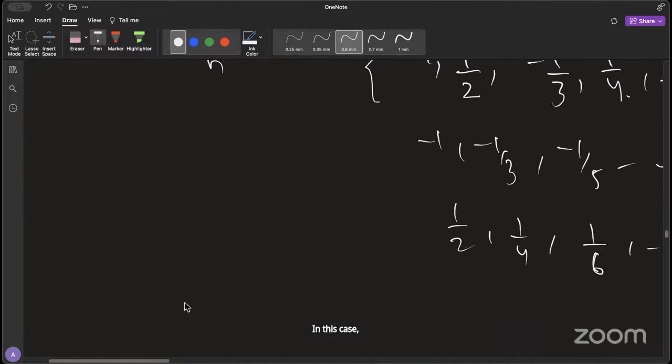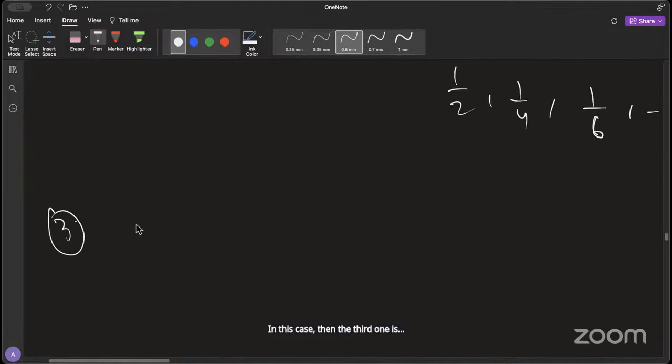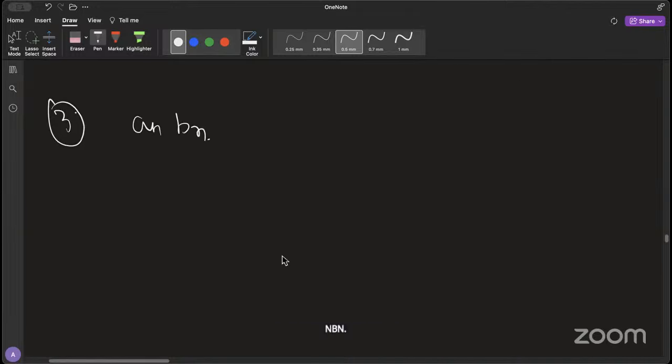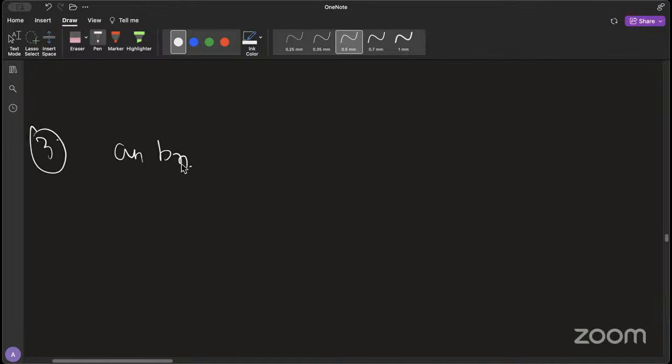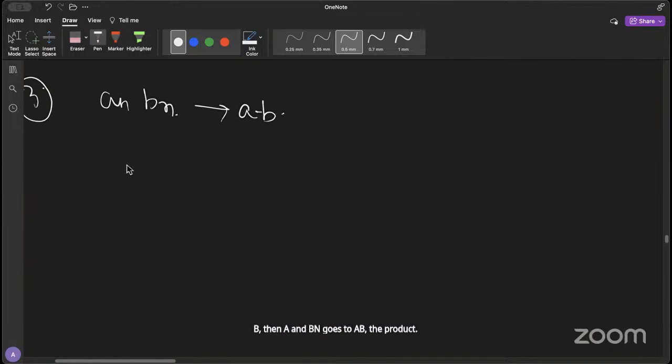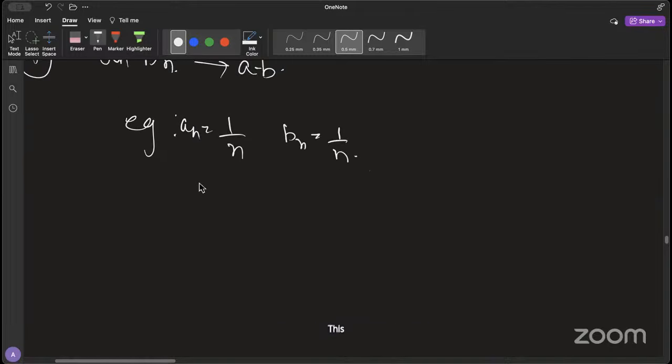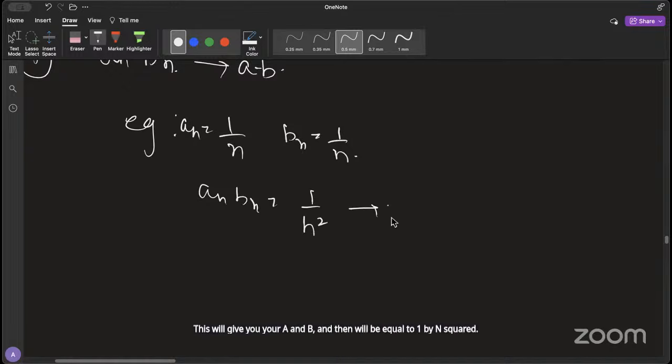Then the third one is for the product, if you have An and Bn. If An was going to A, Bn was going to B, then AnBn goes to AB, the product. An example you can take here is 1 by n: take An to be 1 by n and Bn to be 1 by n again. Then AnBn will be equal to 1 by n square, which also goes to 0.